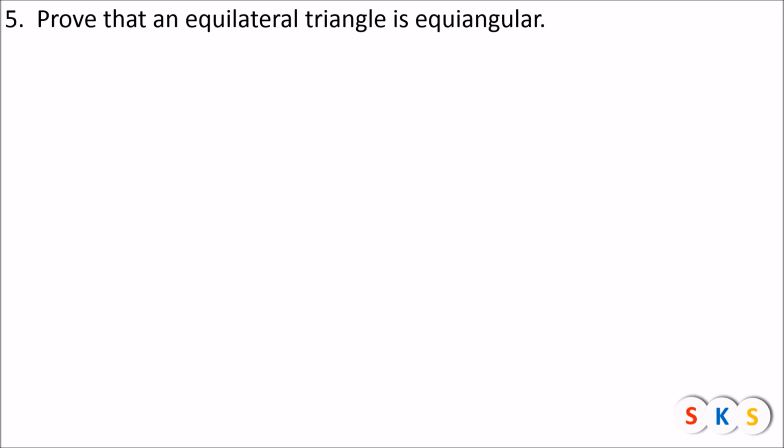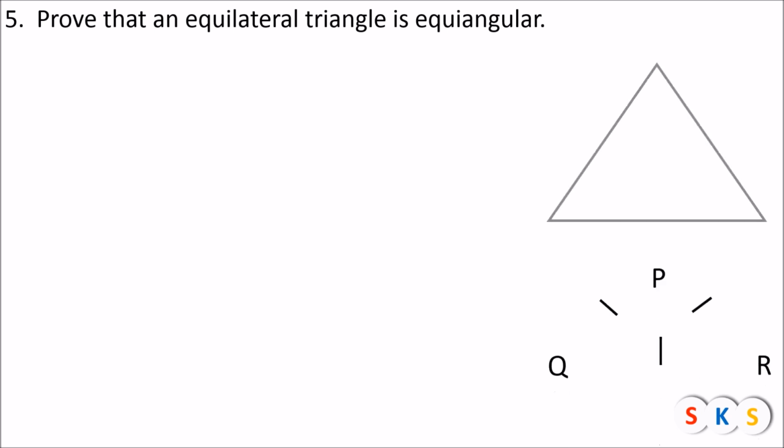Now here we have the next question. Show that an equilateral triangle is equiangular. What is given here? The triangle is equilateral and we have to prove it is an equiangular triangle. You can see here we have a triangle PQR. It is an equilateral triangle. Equilateral triangle means a triangle having all three sides equal.